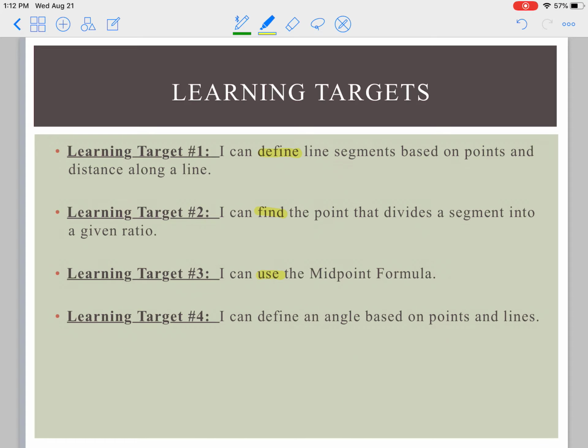Excuse me, and lastly, I can define an angle based on points and lines. So once again, you have to be able to use the terminology in order to further the definition of, in this case, angle, but you can see how understanding previous terminology and previous vocabulary words is essential to building on each unit, building on each unit and further defining new terms and terminology.